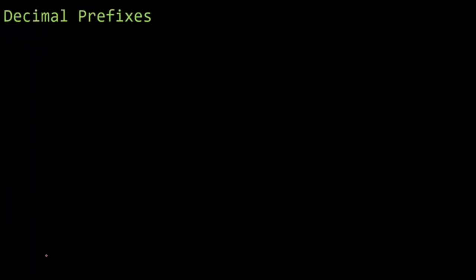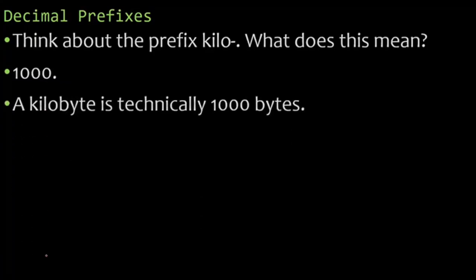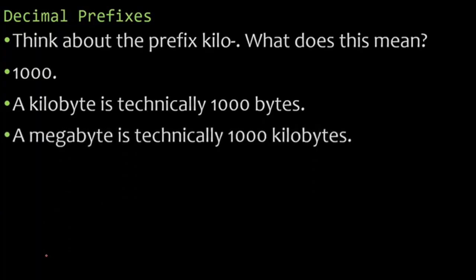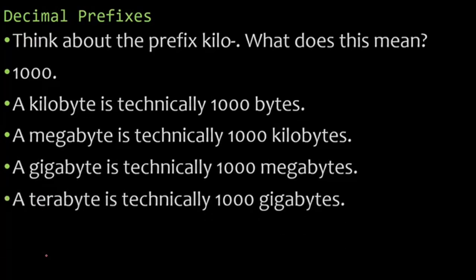So decimal prefixes are the ones that you're familiar with. So think about the prefix kilo. What does that mean? Most people will tell you that means 1,000. So a kilobyte isn't 1,024 bytes because it's a decimal prefix, not a binary prefix. So a kilobyte is technically 1,000 bytes. A megabyte is technically 1,000 kilobytes. A gigabyte is technically 1,000 megabytes. A terabyte is technically 1,000 gigabytes.